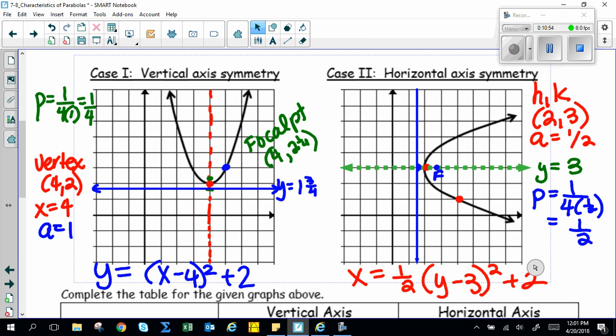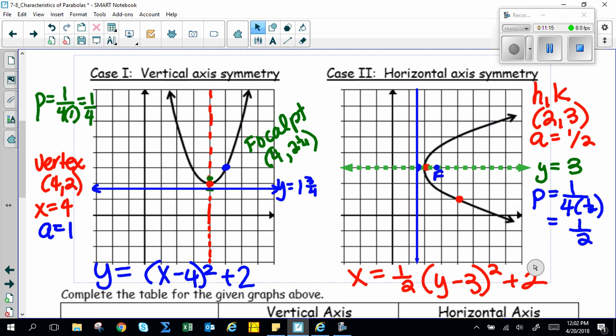To the left, to the left. Okay, so there's my directrix. So now I need to write my equations and my ordered pairs. Well, I'm looking, my vertex is at 2, 3. So this point here is a half a unit to the right. So it's 2.5, 3. Right?